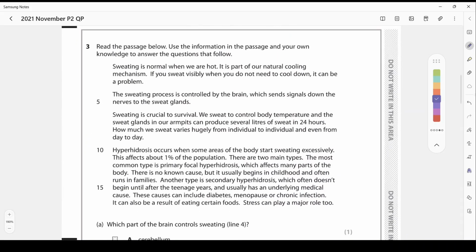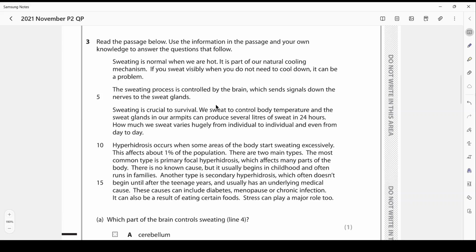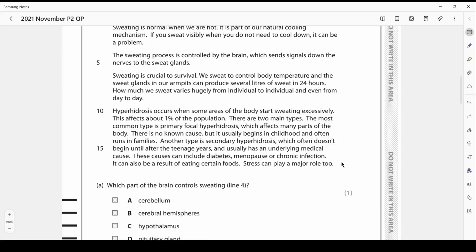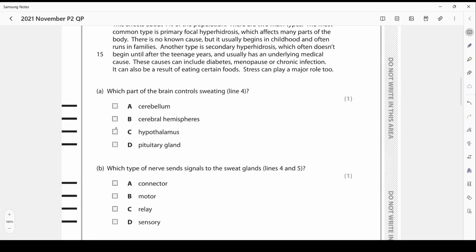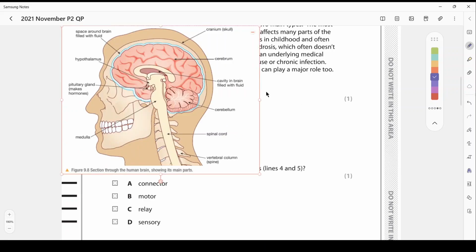Read the passage below, use the information in the passage and your own knowledge to answer the questions that follow. For this part, I'm not going to read the passage out loud, so you can read it yourself, and we'll just go on to part A. Which part of the brain controls sweating? That would be the hypothalamus, but let's go over the different parts of the brain. I've included a diagram here.